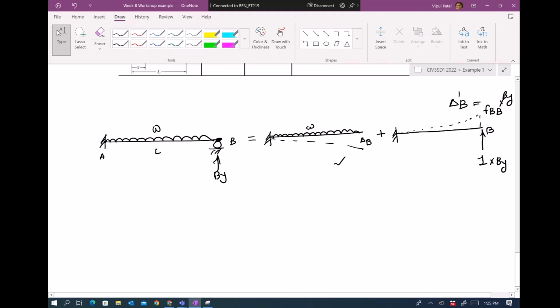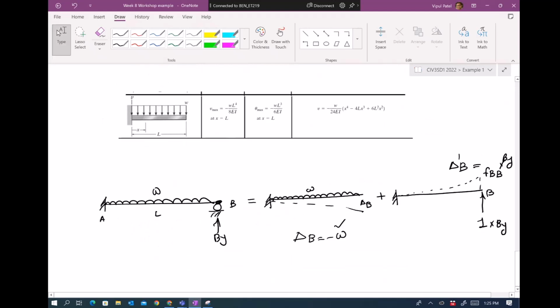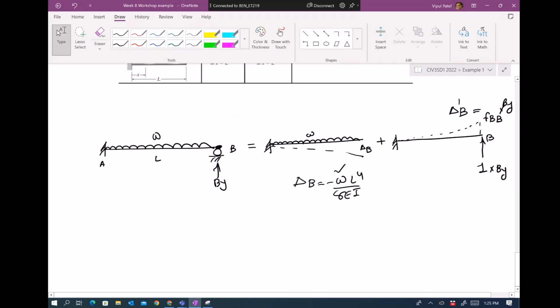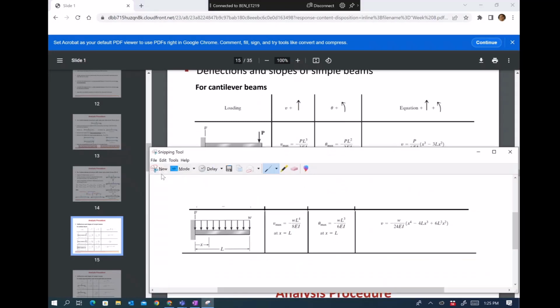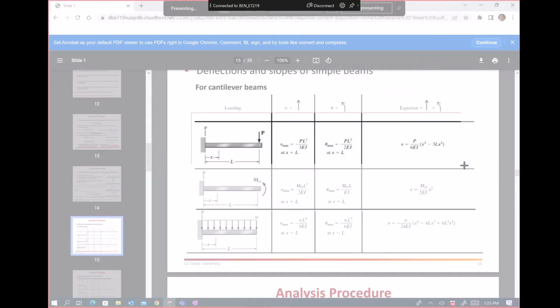So in that case, we found already delta B here, which is minus WL to the power 4 over 8EI. Now let's find this delta BB dash or FBB. So we have this problem now, that it has a 1 here, and we have this FBB. So FBB is equal to, again we can use another figure in our lecture notes. This one, cantilever with the point load.